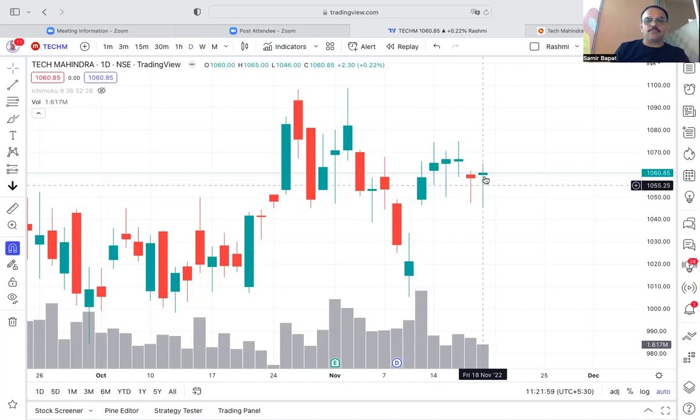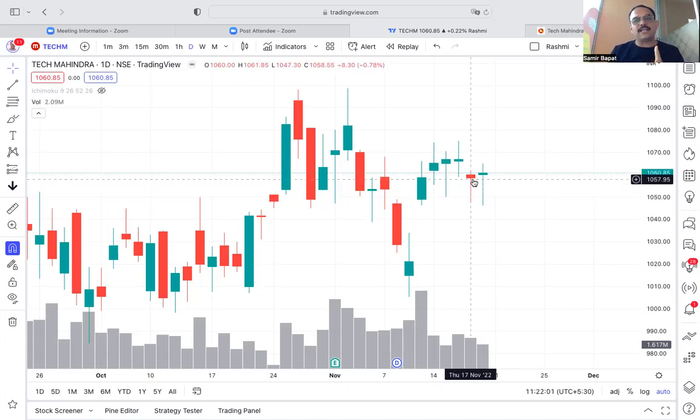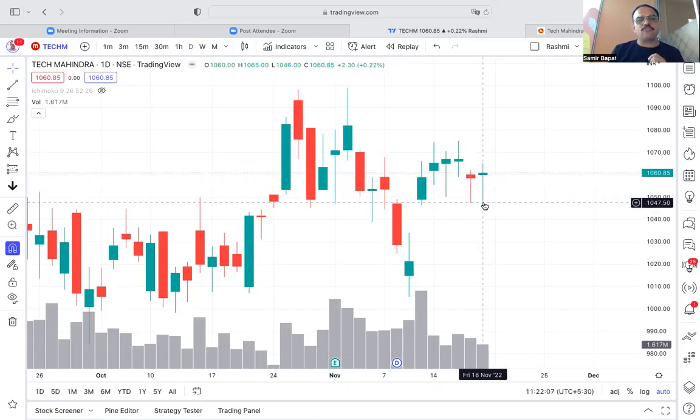So in both these cases, though the market is a doji and it is said to be undecided, make note that if you have a small body but the lower wick is longer, we have to assume that the bulls were more interested in buying and taking it up.